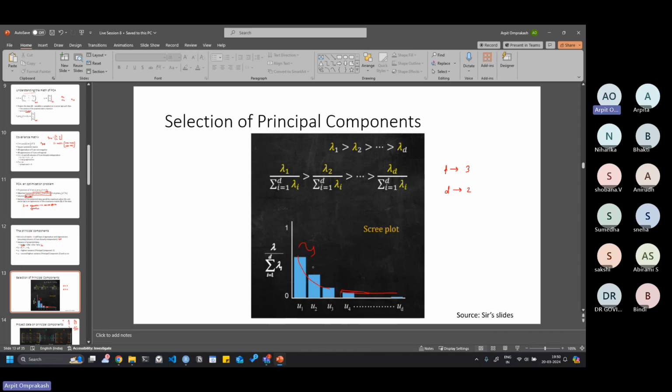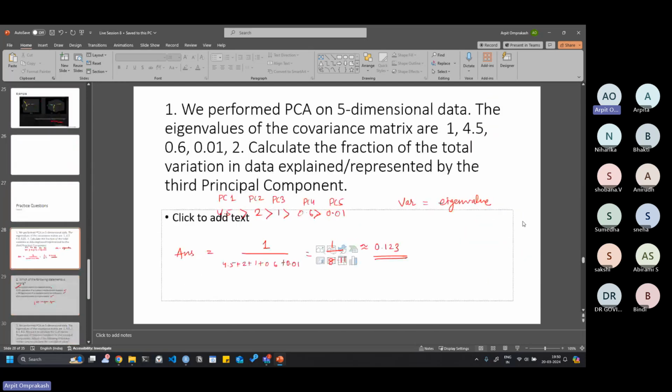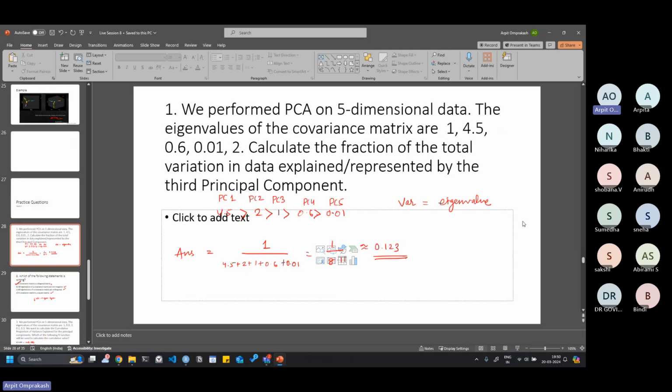Okay. What kind of questions can come on PCA? On PCA, you will get questions like this, where you might be asked to calculate the fraction of variance explained by some principal component.